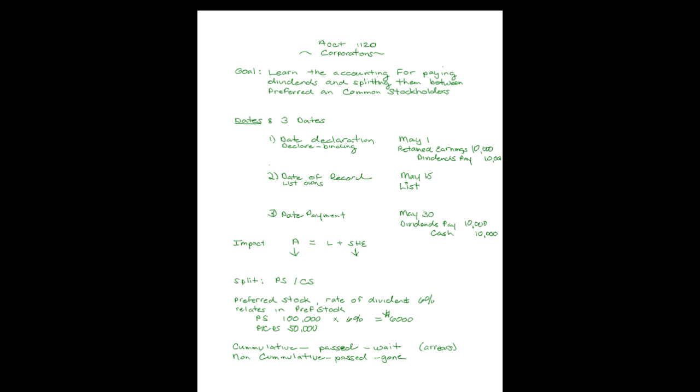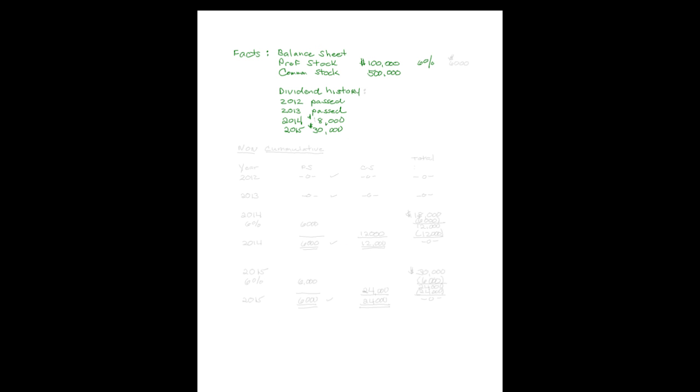I think the best way to go from here is to give you some examples. As always, we need to start with facts. Here's our facts. Our balance sheet shows preferred stock has in it $100,000, and our common stock has in it $500,000.